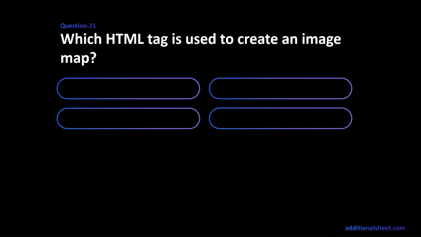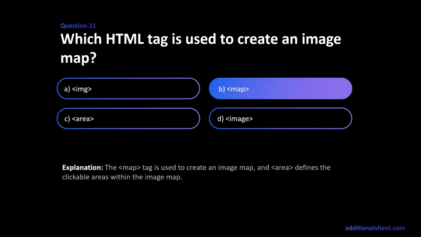Q21. Which HTML tag is used to create an image map? Options are: A. IMG. B. Map. C. Area. D. Image. The correct answer is option B. The map tag is used to create an image map, and area defines the clickable areas within the image map.